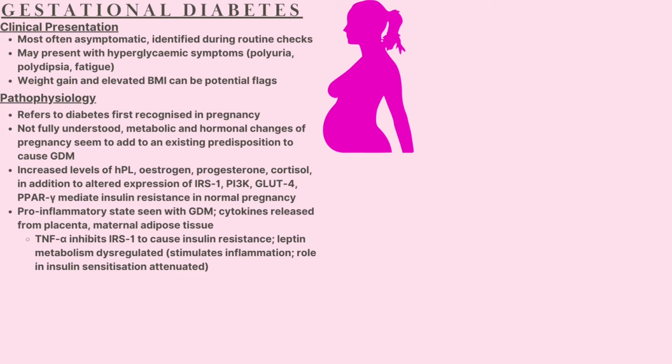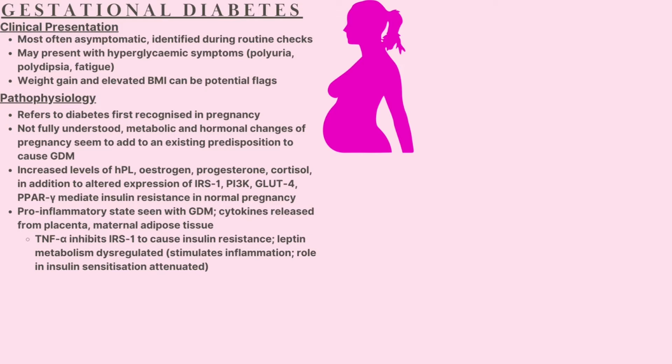The term gestational diabetes refers to diabetes that is first recognized in pregnancy. This is a subset of the broader category of syndromes known as diabetes in pregnancy, which includes gestational diabetes as well as those women with pre existing type 1 or type 2 diabetes. Importantly, women with pre existing diabetes are not considered to have gestational diabetes when they are pregnant.